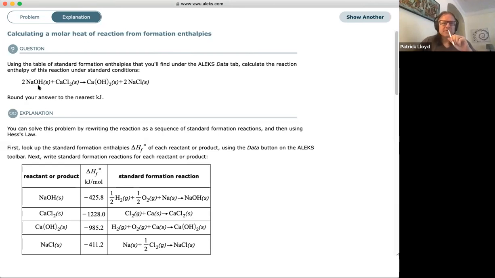Okay, same thing here. So 2NaOH solid, CaCl2 solid, Ca(OH)2 solid, 2NaCl solid, right? So you've got all these substances here, states of matter. We have to look all of those up, all 4 of them. They're all compounds, there are no elements in there, so you're going to look them all up. So you're going to take products minus reactants.